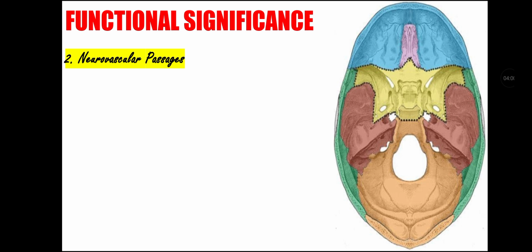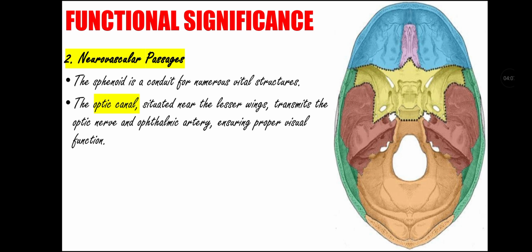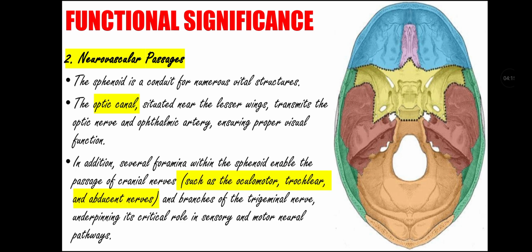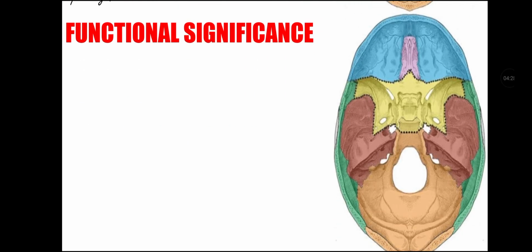Second functional significance is neurovascular passages. Sphenoid bone is a conduit for numerous vital structures, and these are the optic canals situated near the lesser wing that transmit the optic nerve and ophthalmic artery, ensuring proper visual function. In addition, there are several foramina within the sphenoid that enable the passage of cranial nerves such as oculomotor, trochlear, and abducent nerve, and branches of trigeminal nerve, underpinning its critical role in sensory and motor neural pathways.